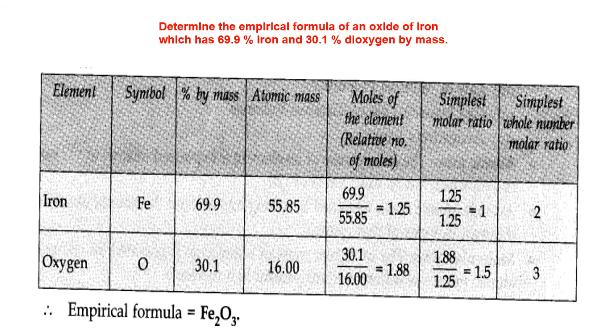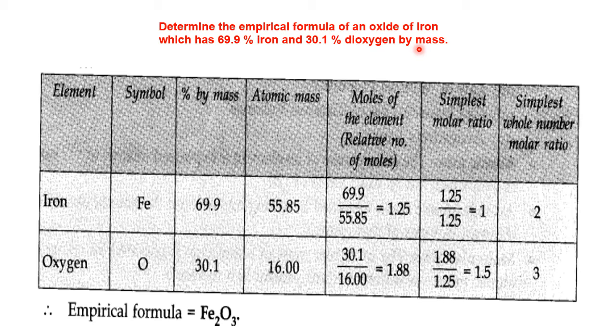Okay, my dear students, I welcome you all for today's session on the first chapter, numericals. This one I have selected from the empirical formula. Okay, the question is, determine the empirical formula of an oxide of iron which has 69.9% iron and 30.1% dioxygen by mass. That means he has given mass percentage, and he said in the numerical that it is an iron oxide. So iron oxide is made up of iron and oxygen, and he has given the mass percentage of iron and oxygen. So using the mass percentage, we will calculate the empirical formula.